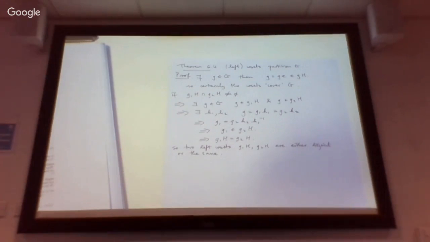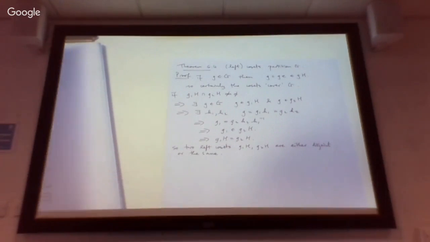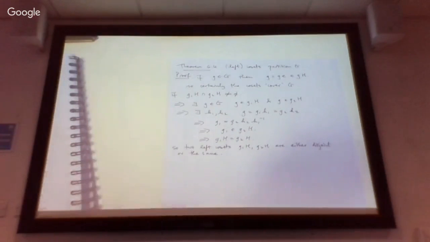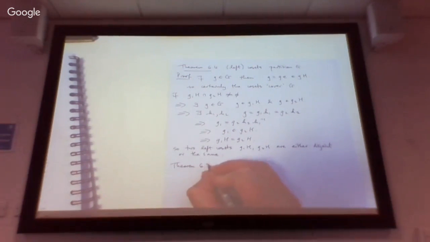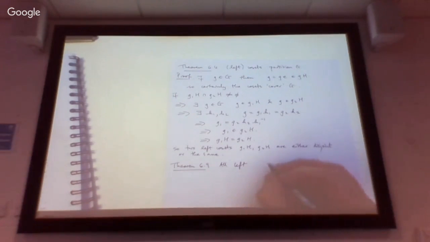In order to produce the proof, that is Theorem 6.9. All left cosets, stated for left cosets, yeah. All left cosets have the same number of elements.